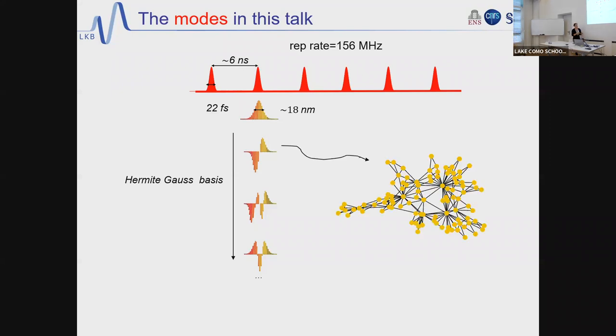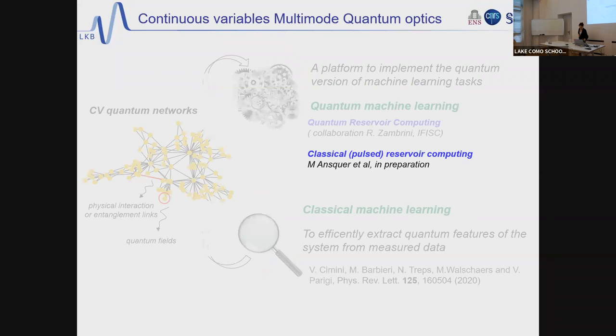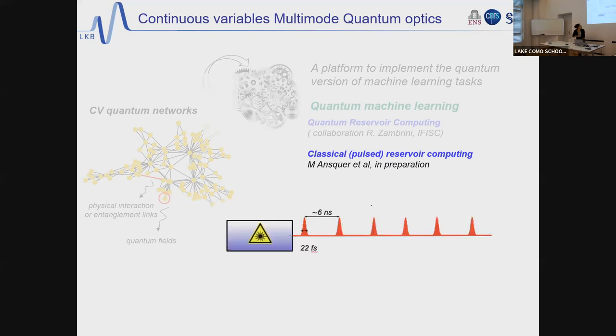And the idea is really that these modes are the system, or if you want, the harmonic oscillators that are going to build the network that we use. At the beginning it is going to be classical, but then it's going to become a quantum network. So with this, I will start by speaking about the classical pulse reservoir computing that we have done very recently, and that is going to use just the pulses as the modes.